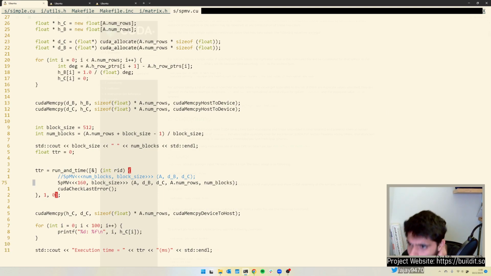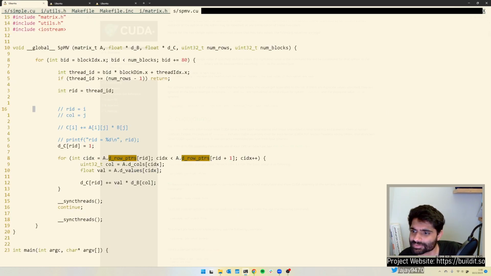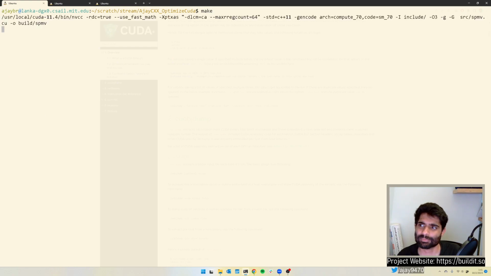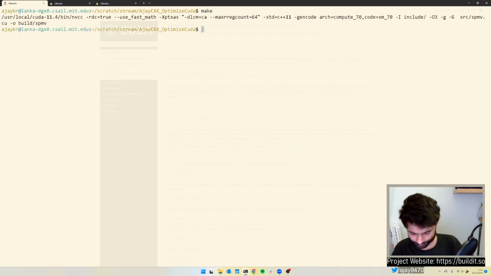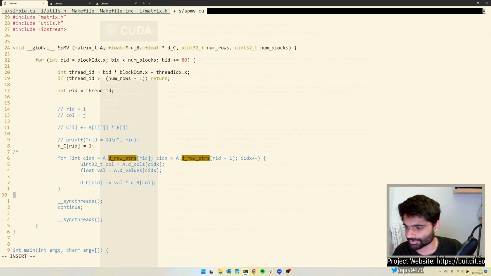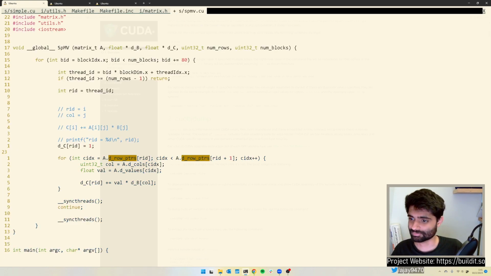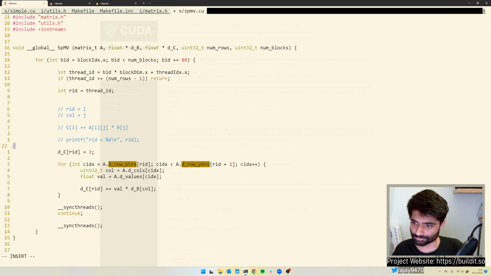I don't know why. All I'm doing inside the kernel is C of RID equals 1. Oh, and I'm also doing this, sorry. Maybe this is running correctly then. Okay, yeah, this is running correctly. Just have to make sure everything is running. The profiler, we can look at it later.